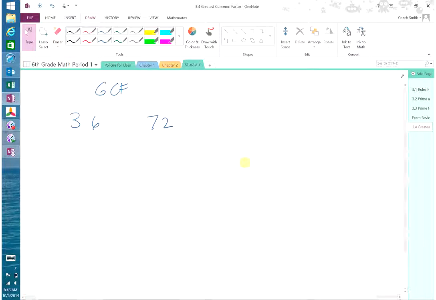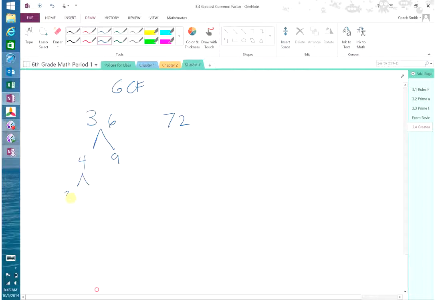All right, let's look at this one. If you're still working, continue to work on it. Prime factorization of 36. Okay, 4 times 9. 2 times 2, 3 times 3. Those are all prime. Okay, so 2 times 2 times 3 times 3.